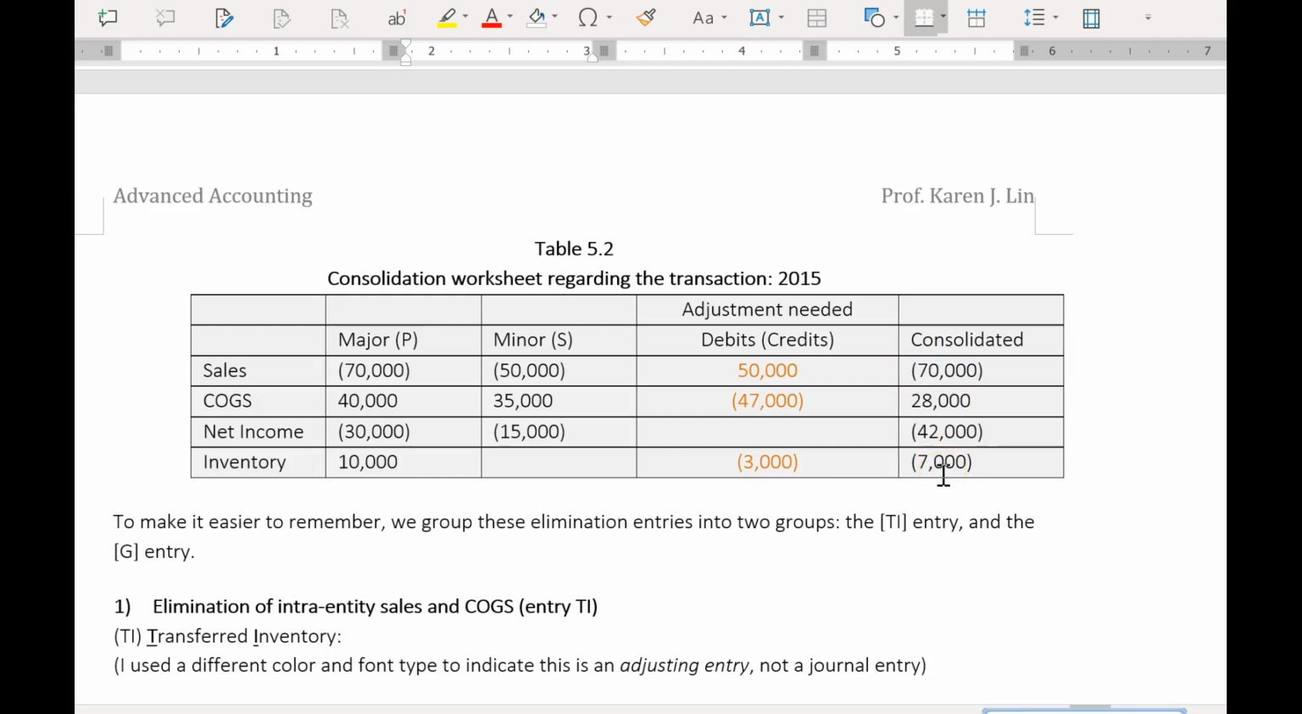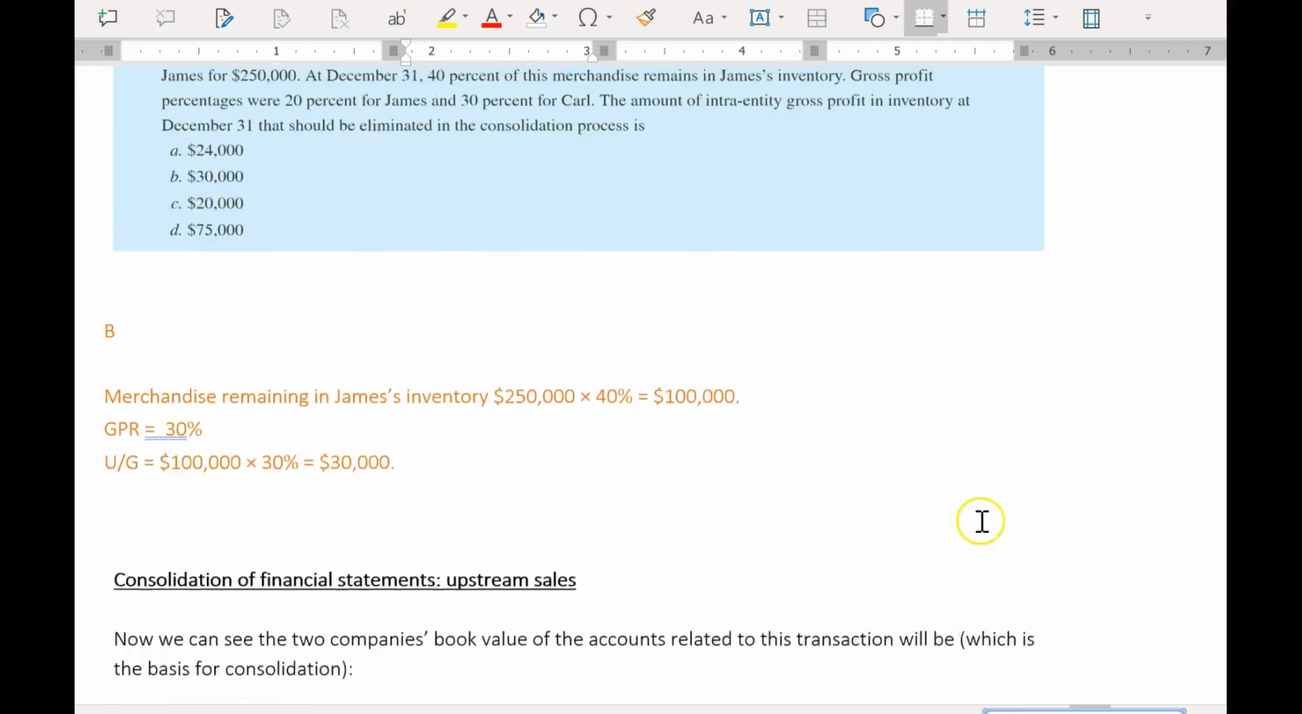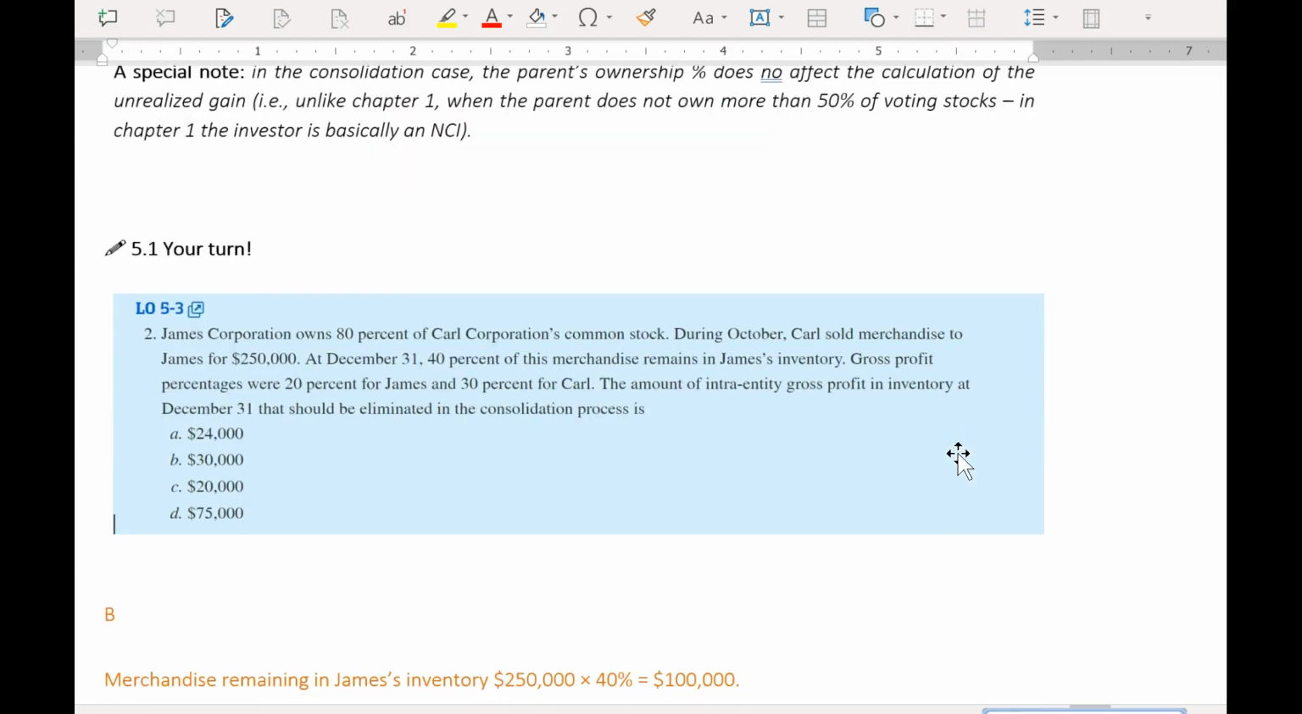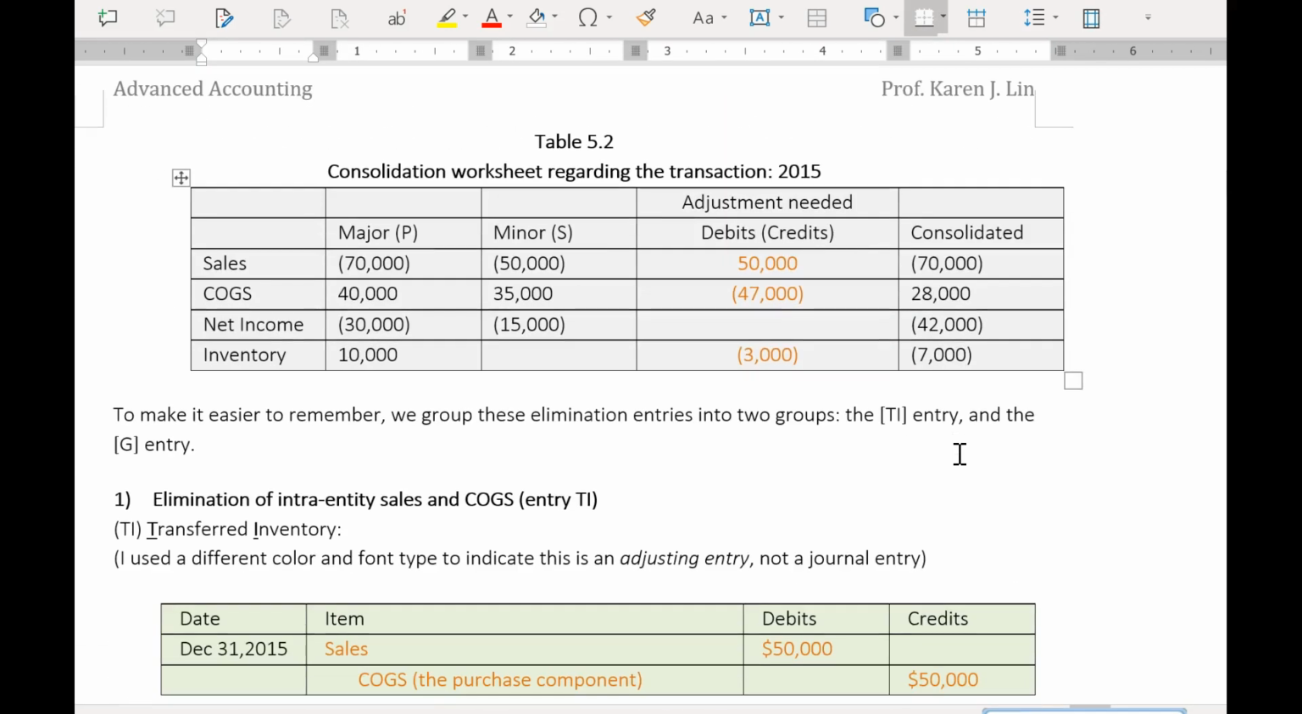Inventory from the box's perspective is not 10K. It is basically based on the 35K. Remember the cost of goods sold? Basically the 35K. 80% is sold, right? 20% left. 20% of the 35K, that's 7K. So that is why the remaining inventory should be 7,000. If you think about 7,000 plus the 28,000, that's 35. So of inventory available for sale, it's either becoming cost of goods sold or staying as inventory. These two should be added up to be inventory available for sale. All right, so that's what it should look like when we consolidate.